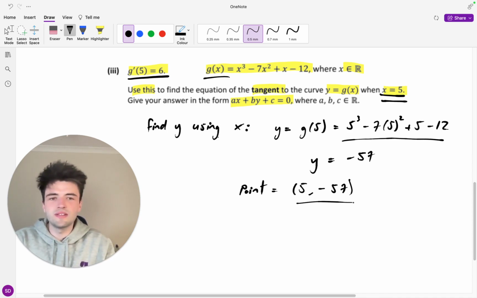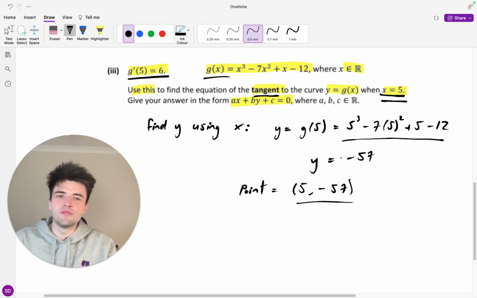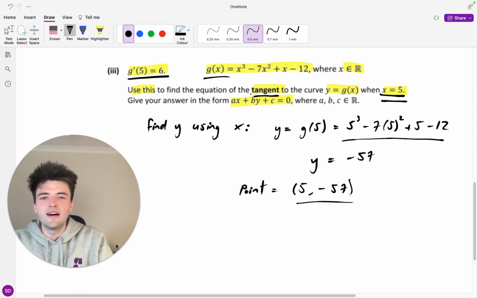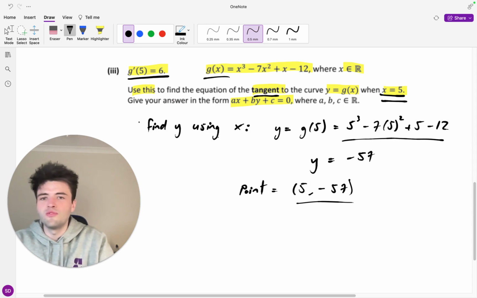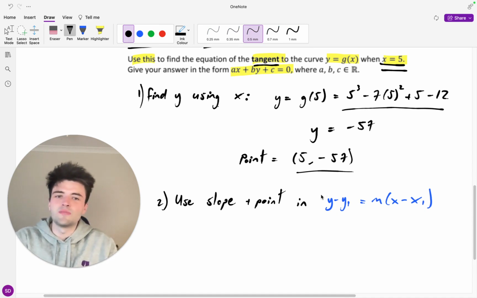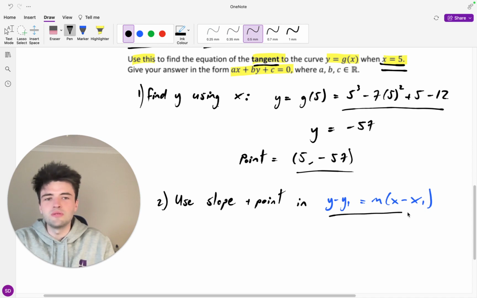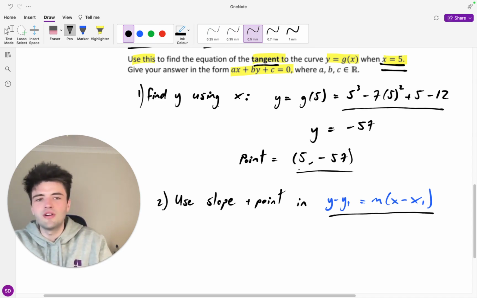So this is the point which is the kind of tangential point to the curve, so it's going to be the point at which our line that we're going to be finding crosses our original curve. And so the final step of the question is just going to be to find the actual equation of the line, so we can call that step 1, find y using x. Step 2 is going to be to use our slope and our point in our formula y minus y1 is equal to m times x minus x1.